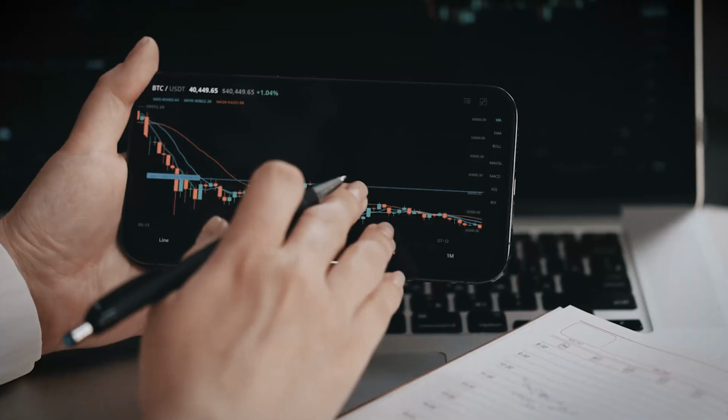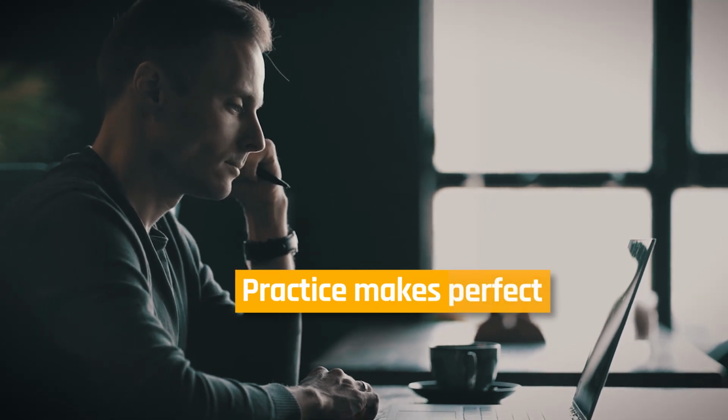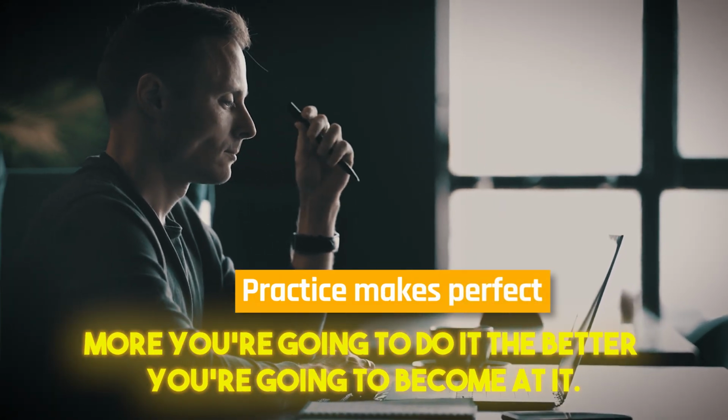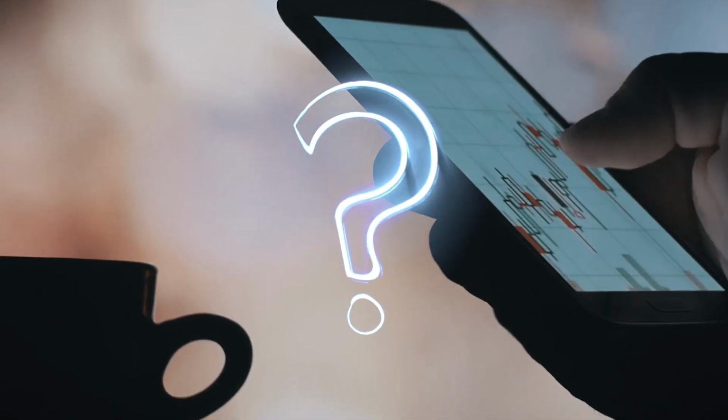I mostly use limit orders, as they allow me to be more precise with my executions and the stock price. Yet sometimes I do use the market order as well. Remember, practice makes perfect, and the more you do it, the better you're going to become at it, and the better you're going to know when to use what. Take the time and familiarize yourself with these types of orders.